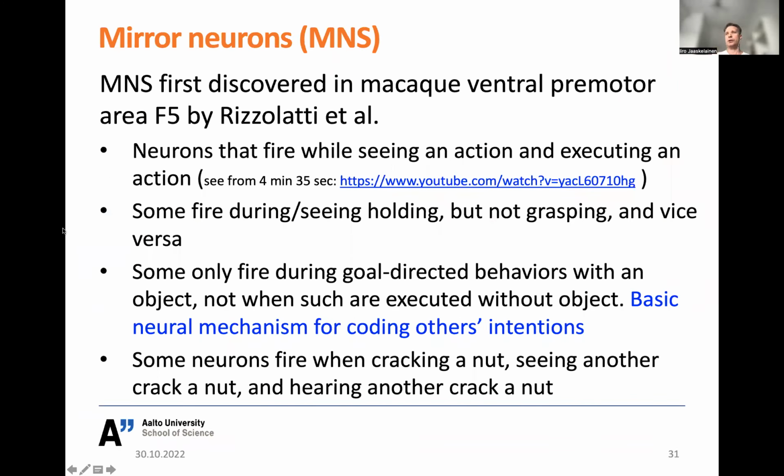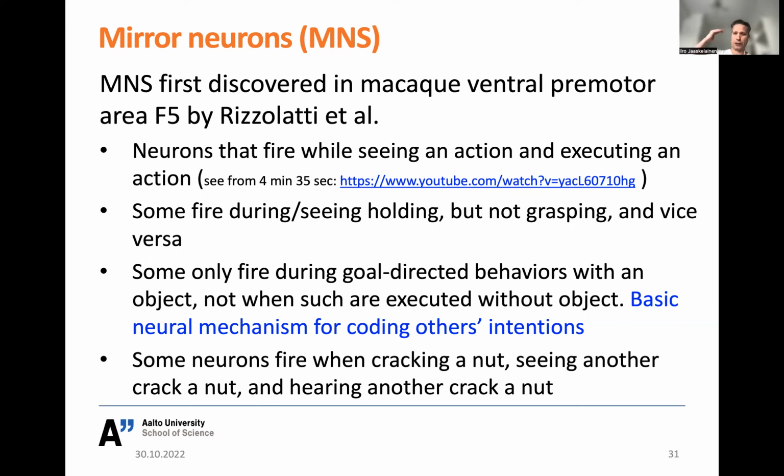Then something which also is a very important concept in the area of social cognition are the mirror neurons. So the mirror neuron system was first discovered in macaque ventral premotor area F5 by Giacomo Rizzolotti and colleagues. And here I mention a YouTube video, at 0 minutes and 35 seconds, if you follow this link and scroll on to that, neurons that fire while seeing an action, executing an action, is very beautifully illustrated.